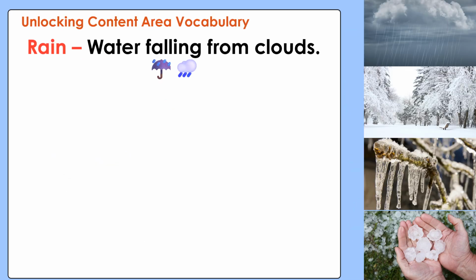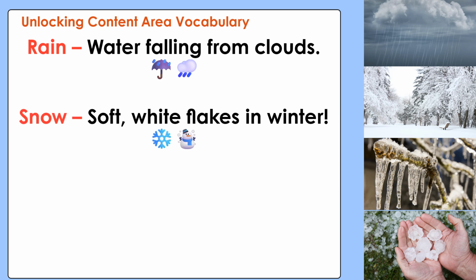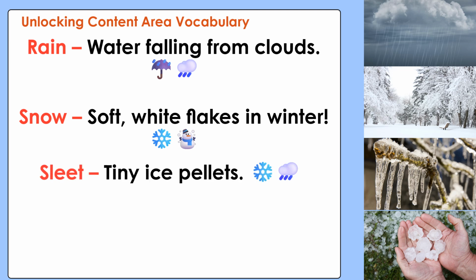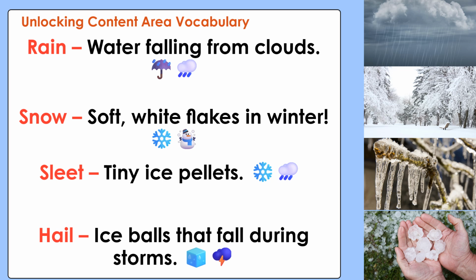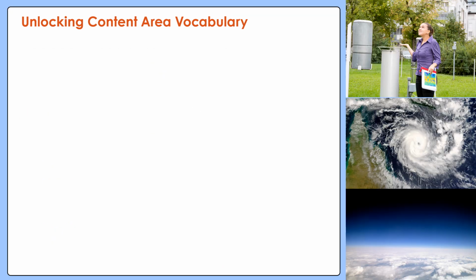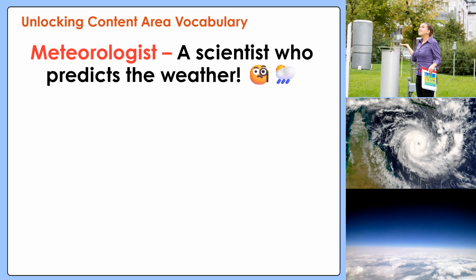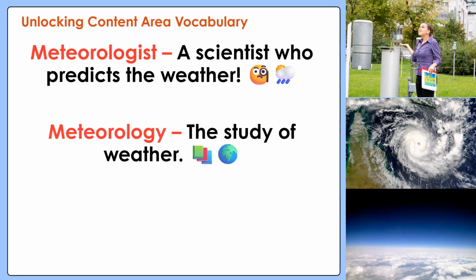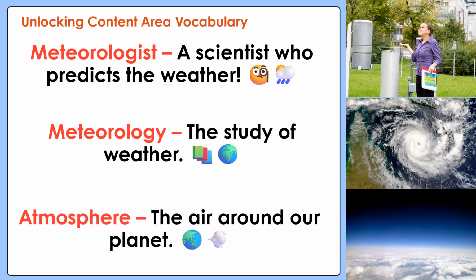Rain, water falling from clouds. Snow, soft white flakes in winter. Sleet, tiny ice pellets. Hail, ice balls that fall during storms. Meteorologist, a scientist who predicts the weather. Meteorology, the study of weather. Atmosphere, the air around our planet.